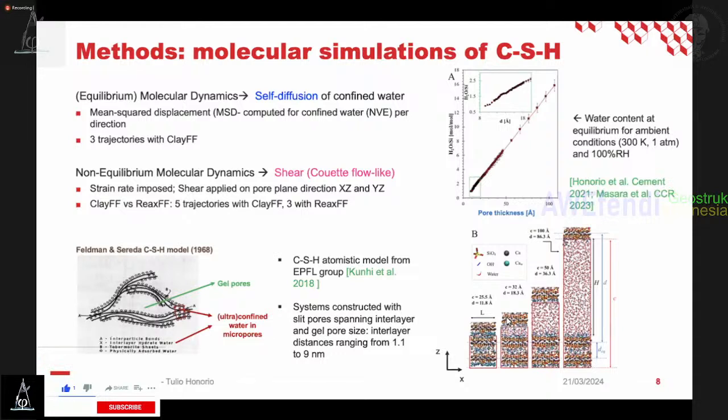Thank you. That's a good question. All the simulations here have been done with one CSH model with a calcium to silica ratio of 1.7, which would be the most frequent average CSH. But CSH is very complicated, so we have different structures as a function of calcium to silica ratio, and also as a function of the substitutions of aluminum or anything that you can put in this structure.